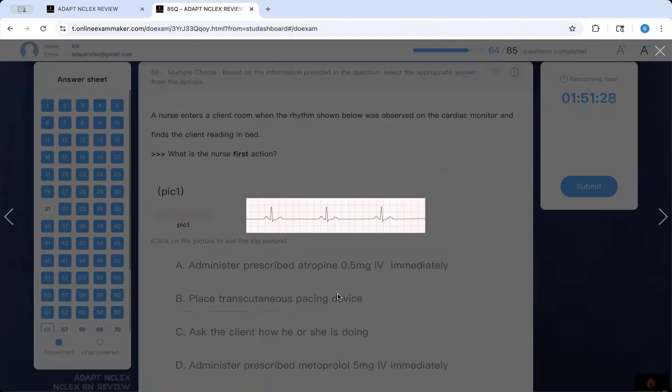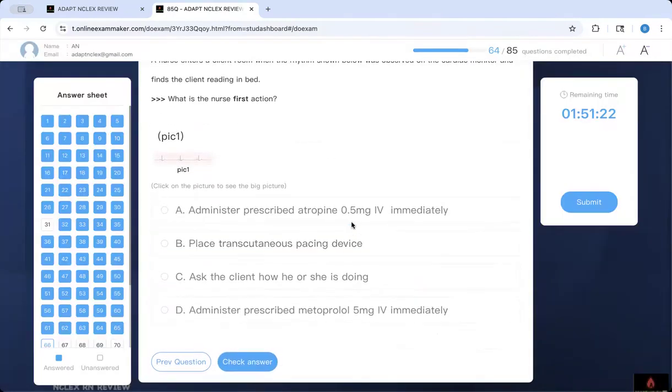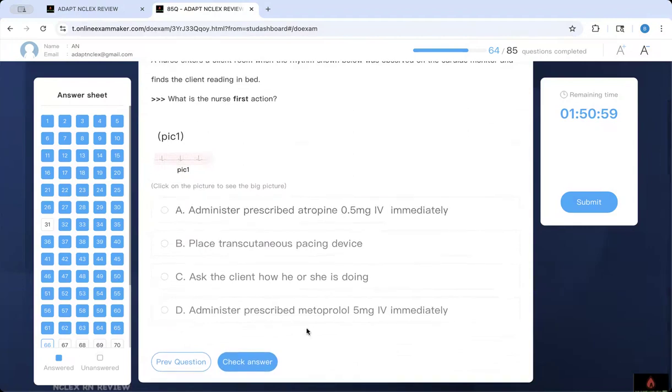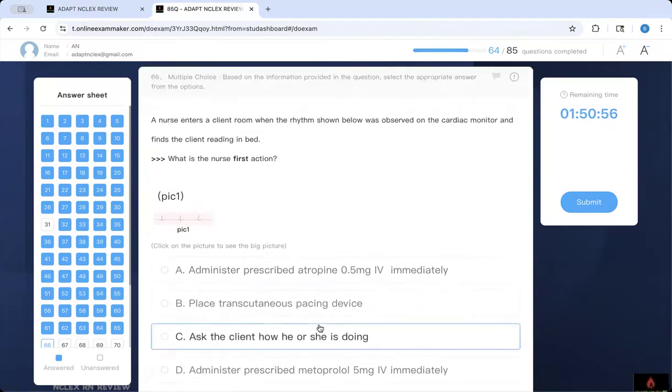It's bradycardia, a slow heart rate, very slow. What would I do? Do I give the patient atropine? Do I put on a transcutaneous pacemaker, a pacing device? Do I ask the client how the client is doing? Do I give them metoprolol? This question is testing for specific things. What is it testing for? How do you treat bradycardia? Which answer choice would you pick? I want you to put it down in the comment section and let me know, and also tell me why you picked that answer choice.